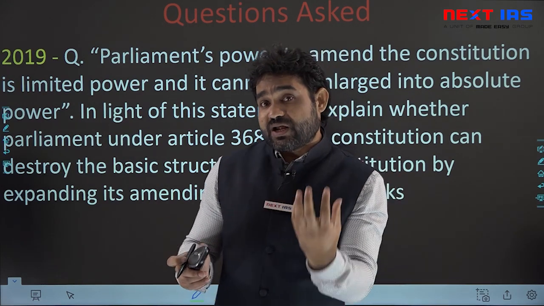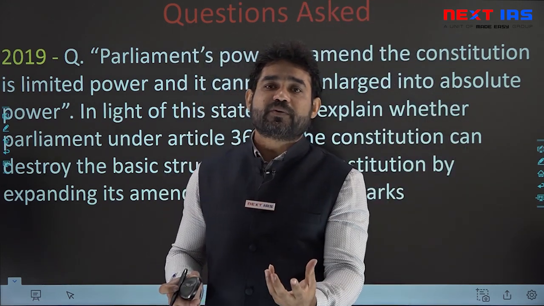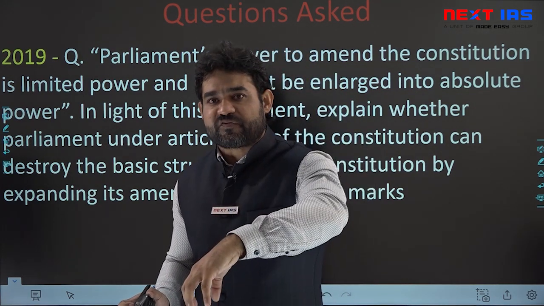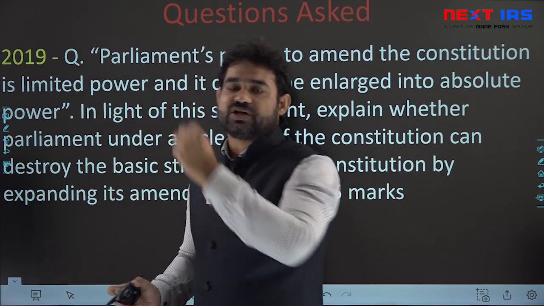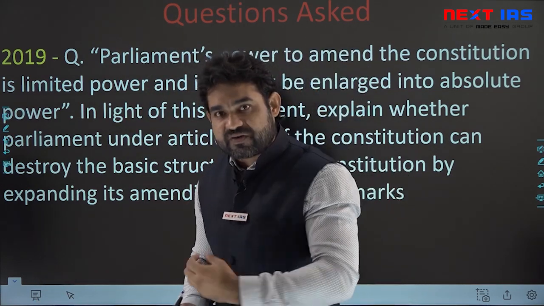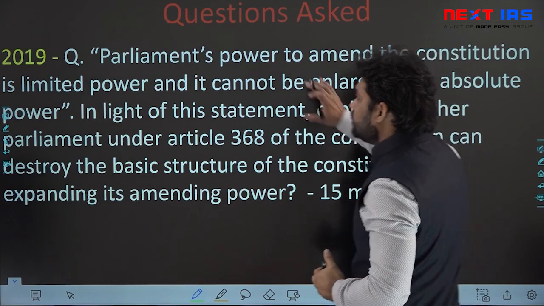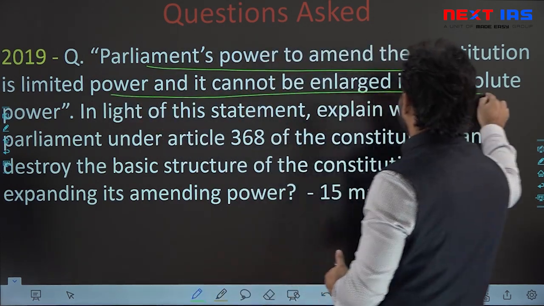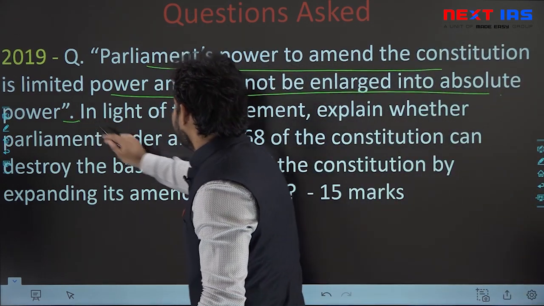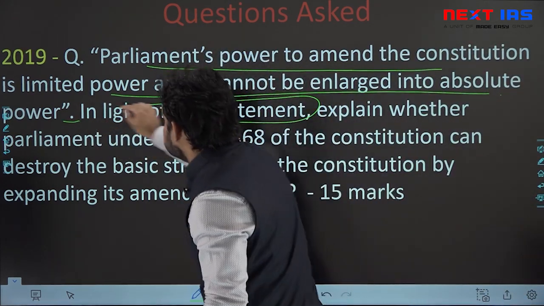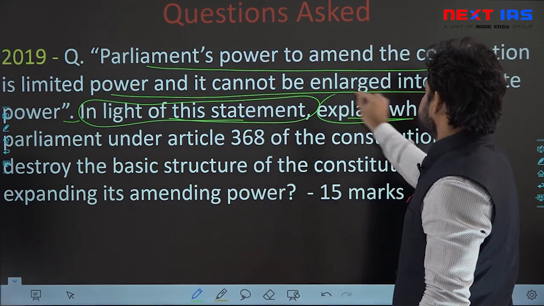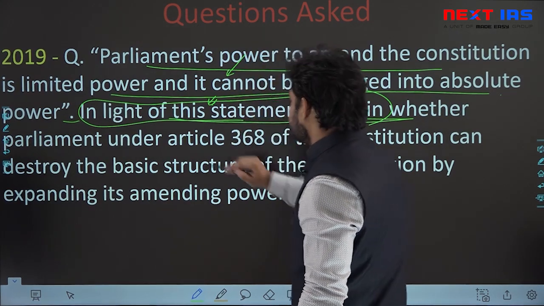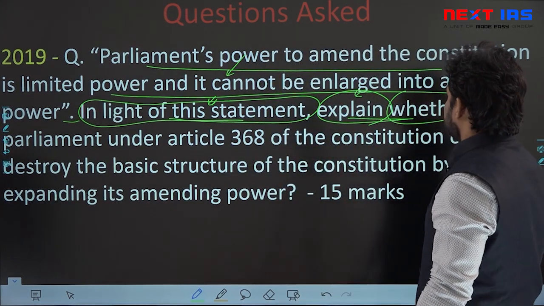And that Constitution of India derives its power from We the People of India. So what is the difference between the power given by We the People of India to the Constitution and the Constitution giving this power to Parliament? If you have an understanding of that, then you will be able to move forward. So when you read the question: Parliament's power to amend the Constitution is a limited power and it cannot be enlarged into an absolute power. In the light of this statement, explain. So one part is in the light of this statement. First of all, in the light of this statement, explain whether, now they're asking the question.